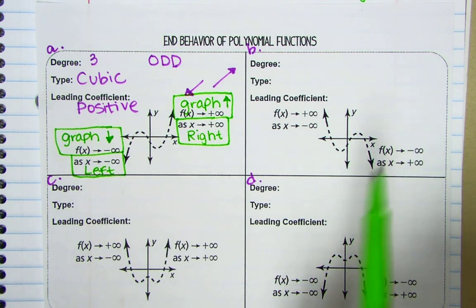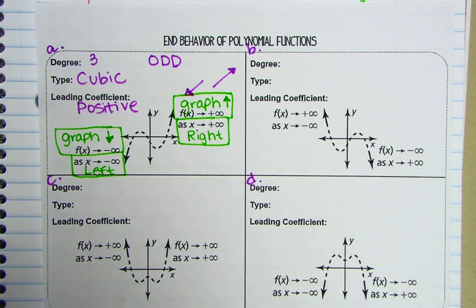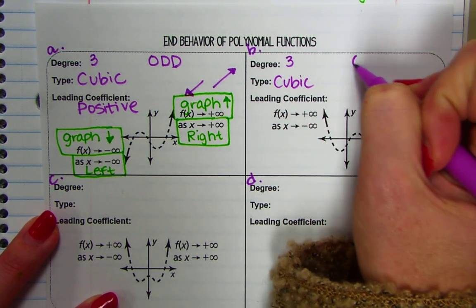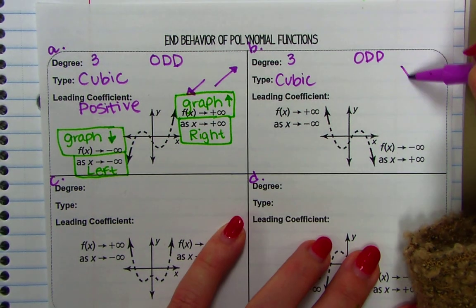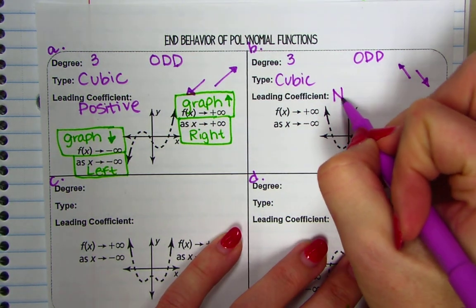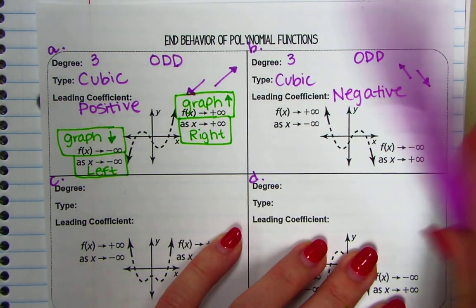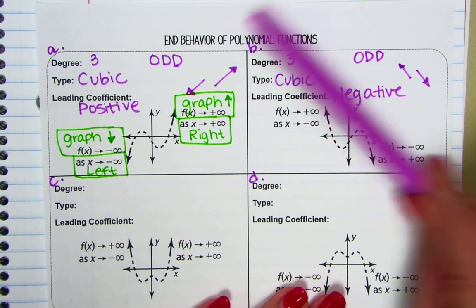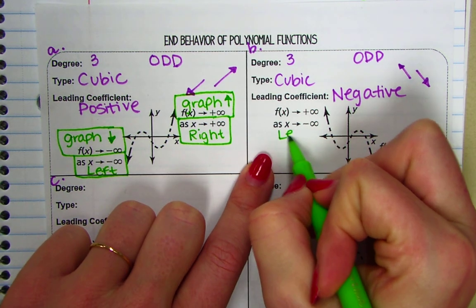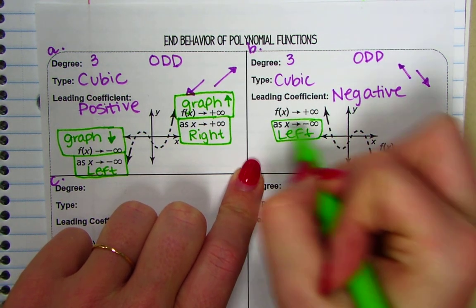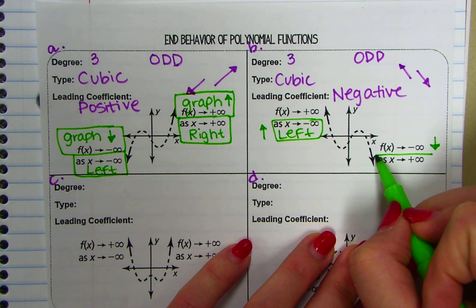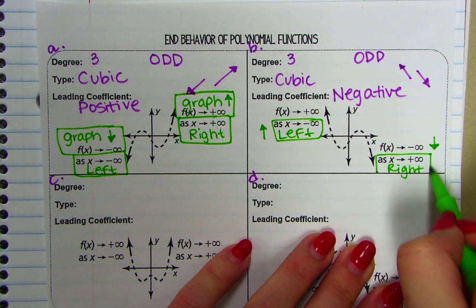What about B? What would the degree of B be? 3, right? It goes down, up, down. 3 means it's also cubic. It's also an odd function. This one looks like this. So positive or negative? Negative. Again, you can just see it's going that way like a negative sloping line. So this one, the graph goes up as x goes left. And this one, the graph goes down as x goes right. It's always going to have left first and then right.